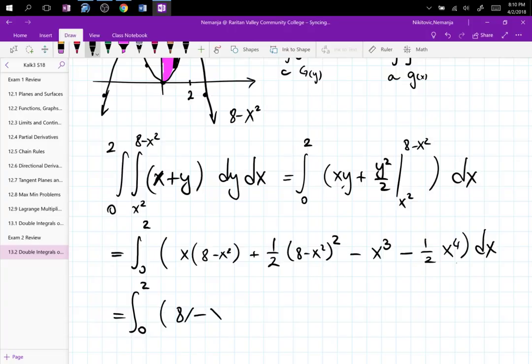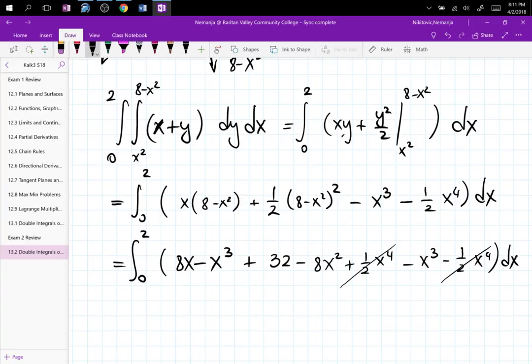I have 8x minus x cubed plus, and now I need to FOIL this. Well, 8 squared is 64, and half of that is 32, minus 8 times 2 is 16, but half is 8, so 8x squared, and then plus x squared squared is x to the 4th, so 1/2 x to the 4th, minus x cubed minus 1/2 x to the 4th dx.